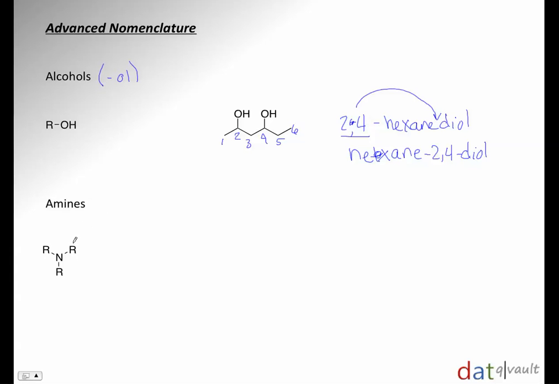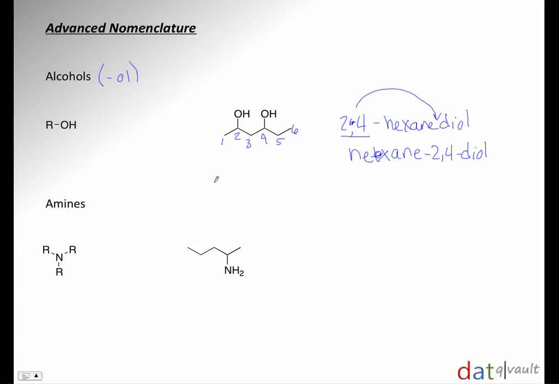Alright, now let's move on to amines. Amines have the general structure here where R can be either a hydrogen or an alkyl group. If there's one alkyl group on the amine, it's a primary amine. If there's two alkyl groups, it's a secondary amine. And if there's all alkyl groups off the nitrogen, then it's a tertiary amine.